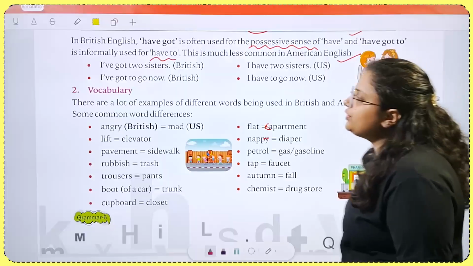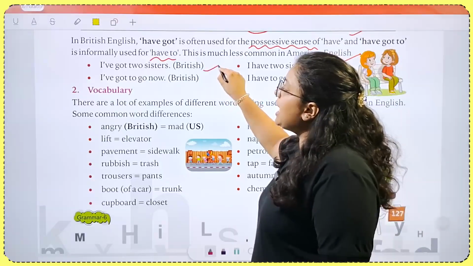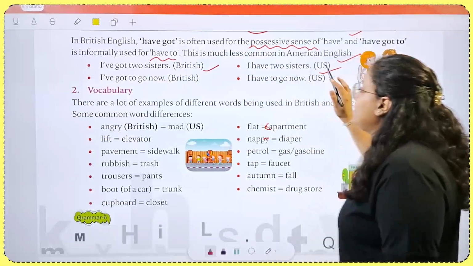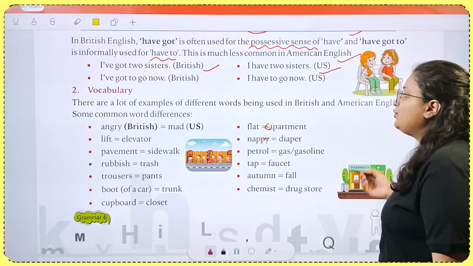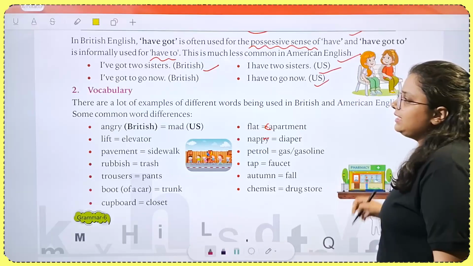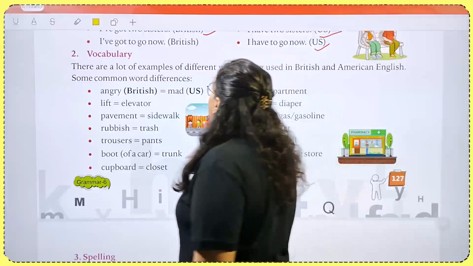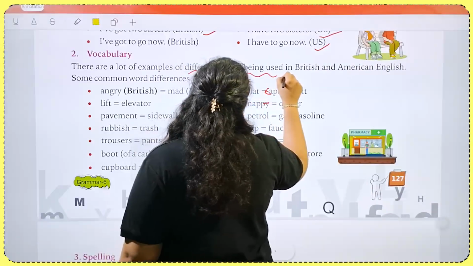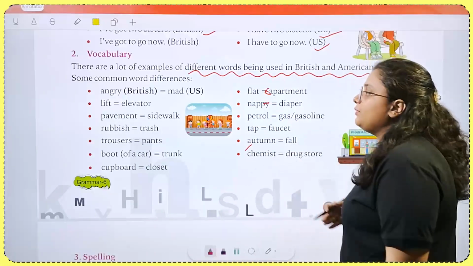I have got two sisters. I have two sisters. In British English it is I have got, and in American English we say I have. I have got to go now. I have to go now in US English. Now, how is the vocabulary different? There are a lot of examples of different words being used in British and American English.